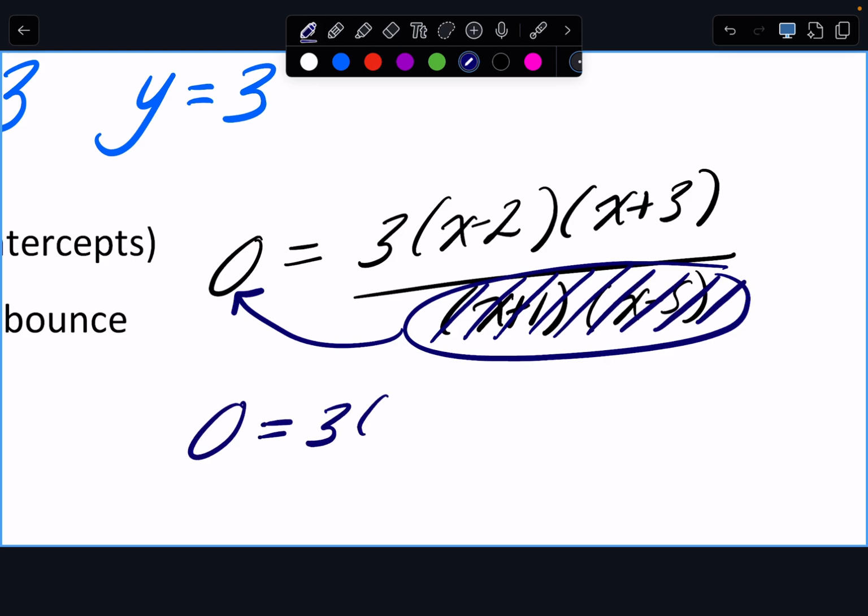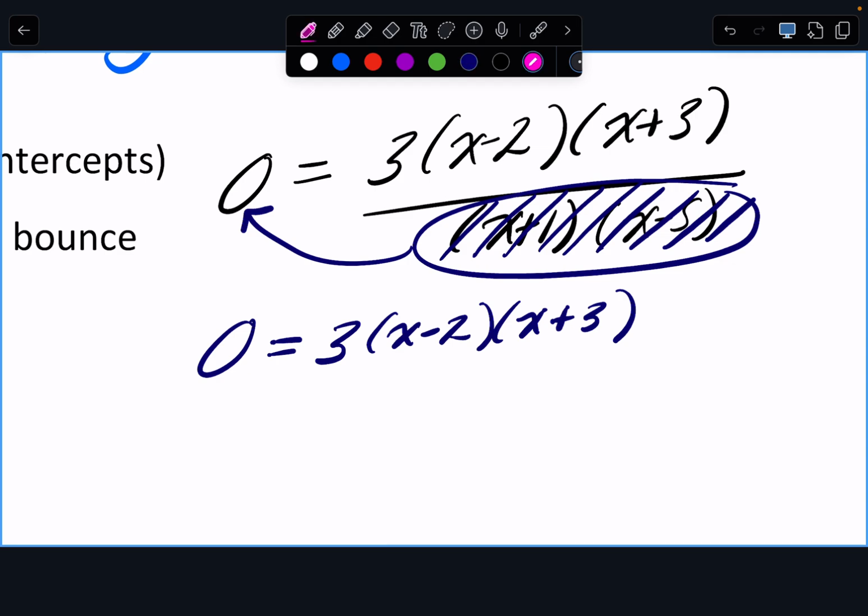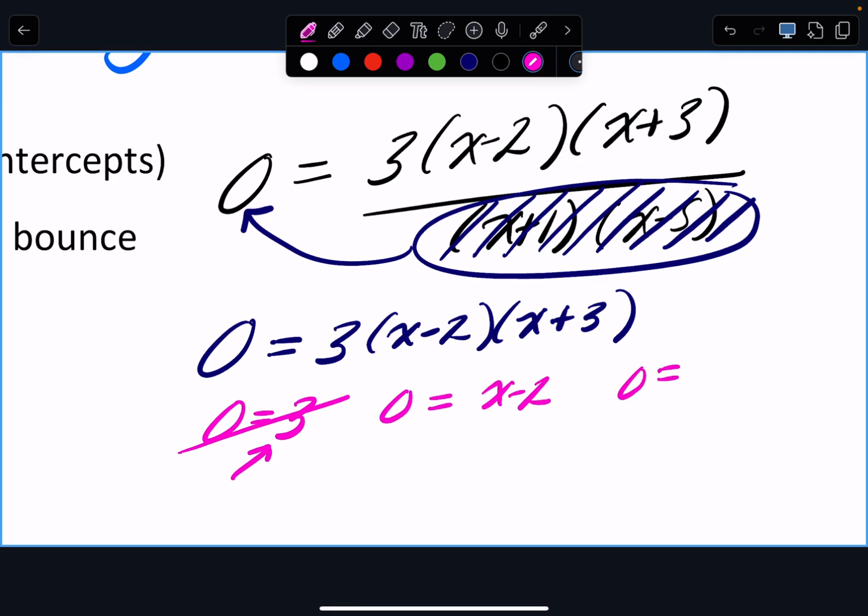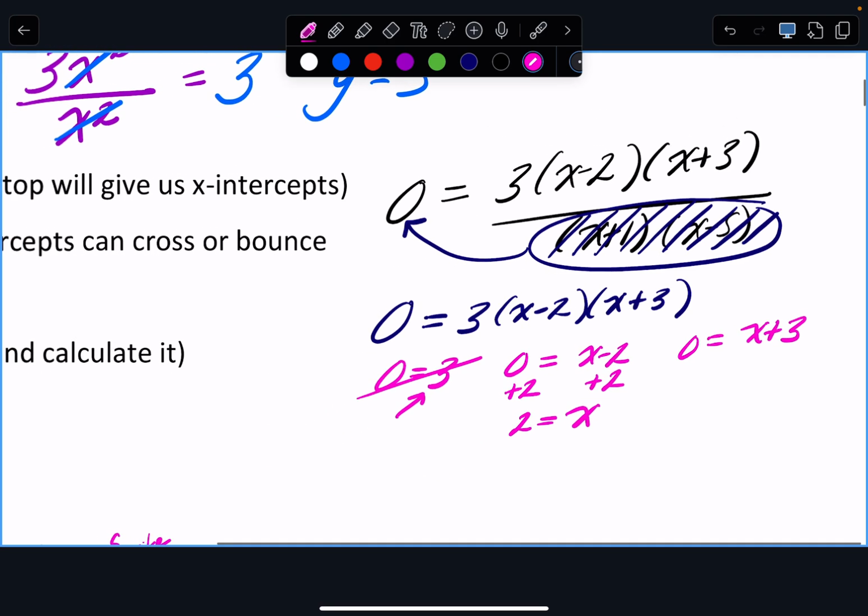And now we would just solve the top, and we want the top factored to solve, because solving by factoring is the easiest method, and it is already factored. So then we set each factor equal to 0. If you set 0 equal to 3, you can't even solve. That's a contradiction. So that constant doesn't affect solutions. 0 equals x minus 2, 0 equals x plus 3. We'll then solve for x, so we're adding 2. 2 equals x. So we're going to write 2 comma 0.